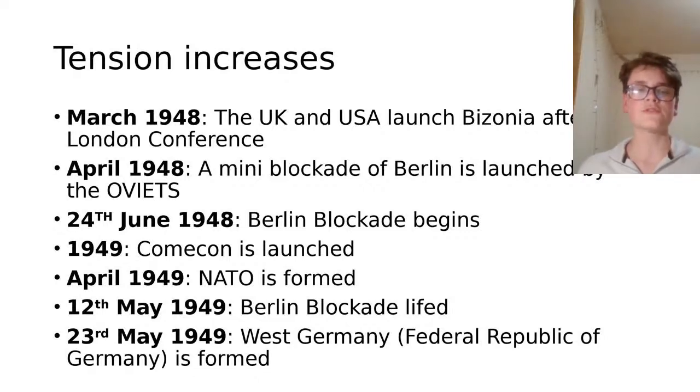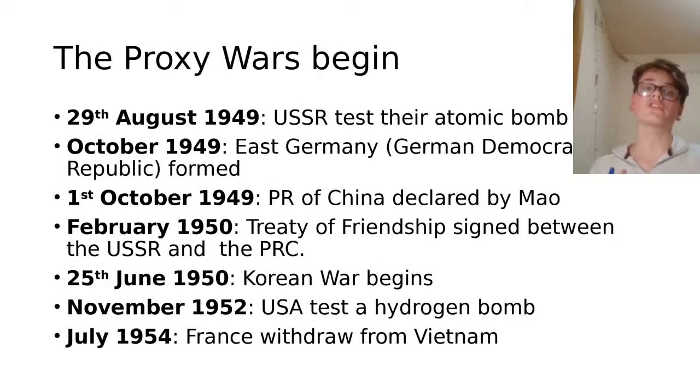And in April 1949, NATO, the North Atlantic Treaty Organization, dominated by USA, a collective security group, is formed. And on the 12th of May 1949, the Berlin blockade is lifted. And now, the zones have been joined for a while, but it's officially made on the 23rd of May 1949. The FRG, or the Federal Republic of Germany, West Germany, is formed with a new currency for both West Germany and West Berlin. Now the proxy wars begin.